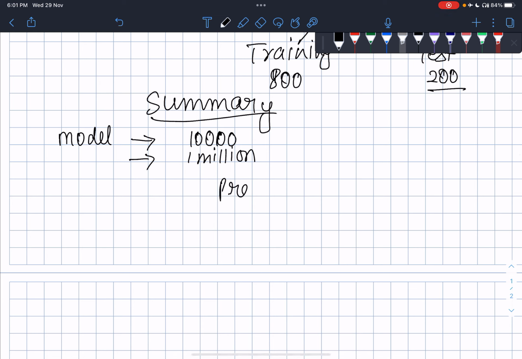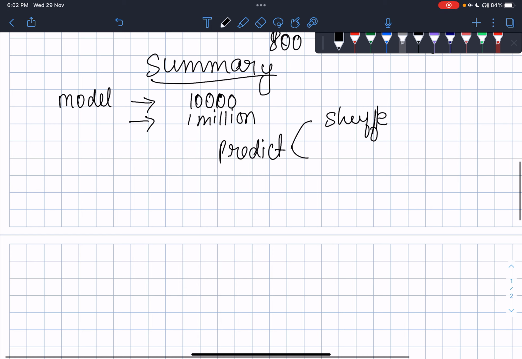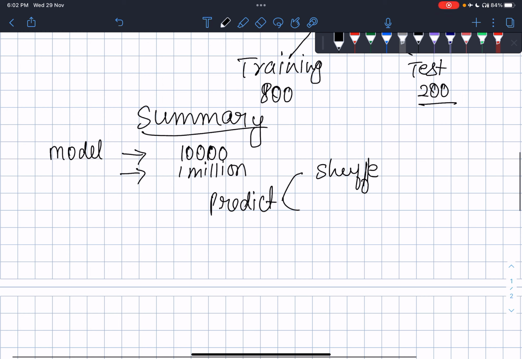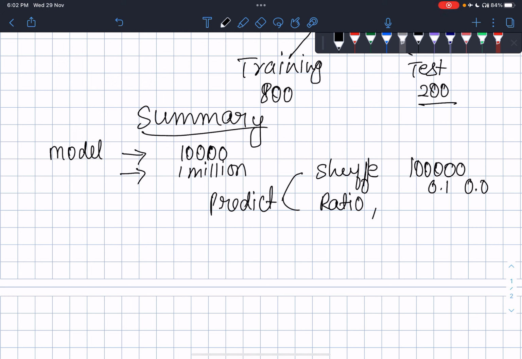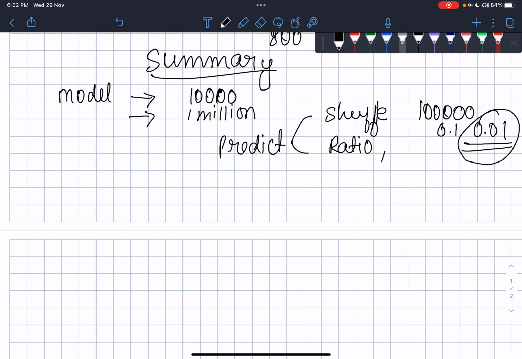So for predicting, we keep the data aside, and we need shuffled data. We shuffle the data and then use some ratio, like 0.1, or if we have 1 million, maybe 0.001, based on how large our data is. That's why we split the data into two sets, training and testing sets.